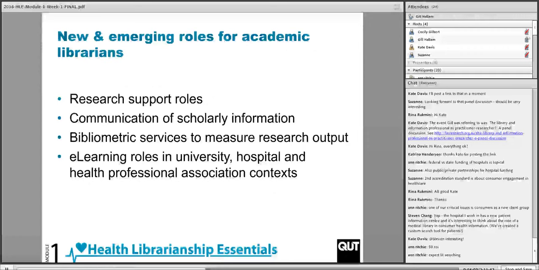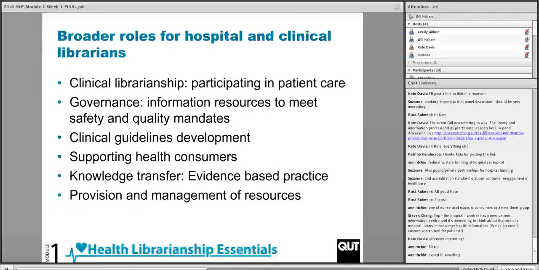Very much around the impact of, or the focus on, research is critical. Academic libraries are really moving into that research support area very strongly. Equally, hospitals and healthcare are in that same space for health research as well. So research support, scholarly communication, impact of research, bibliometric services, etc., are all really important.